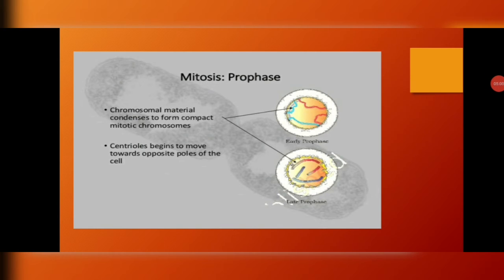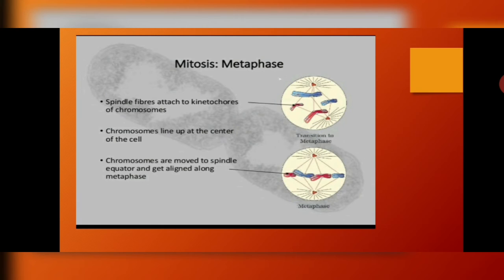During the prophase of mitosis, what happens? The chromosomal material, the chromatin material था वो package होना start हो जाएगा and it will start converting into compact chromosomes. Centrioles will start moving towards the pole because later they have to form the astral rays of the spindle fibers. Proper chromosomes बनने लग जाएंगे और जो centrioles हैं वो अपनी position ले लेंगे.